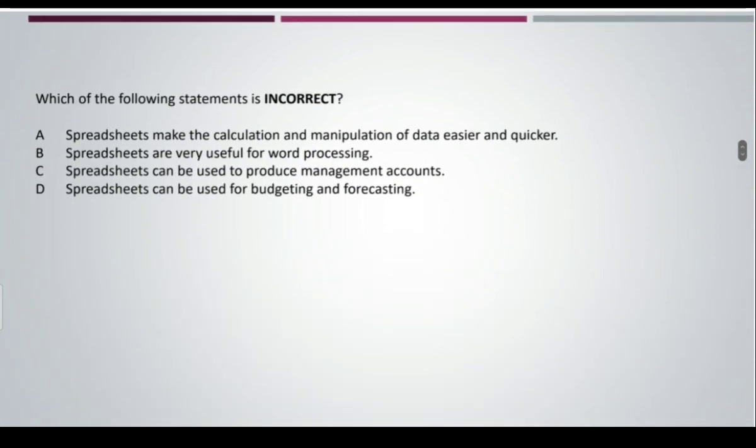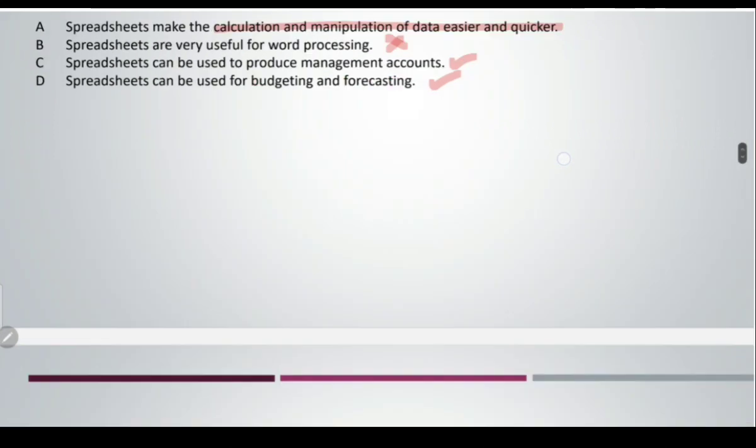Next question is, which of the following statement is incorrect? Spreadsheet make the calculation and manipulation of data easier and quicker. So this is true. Spreadsheets are very useful for word processing. This is wrong. This is incorrect. Spreadsheet is not useful for word processing. Spreadsheet can be used to produce management accounts. True. Spreadsheet can be used for budgeting and forecasting. This is also true.